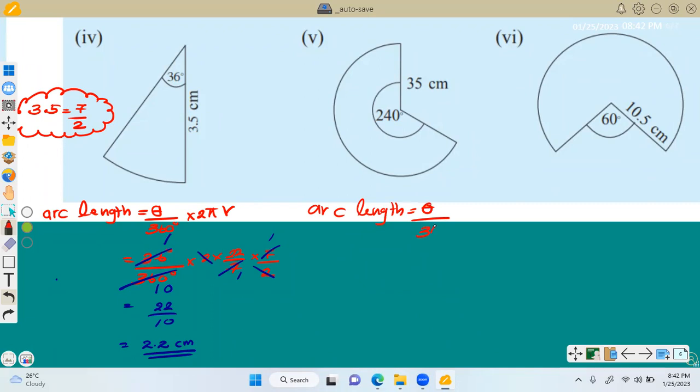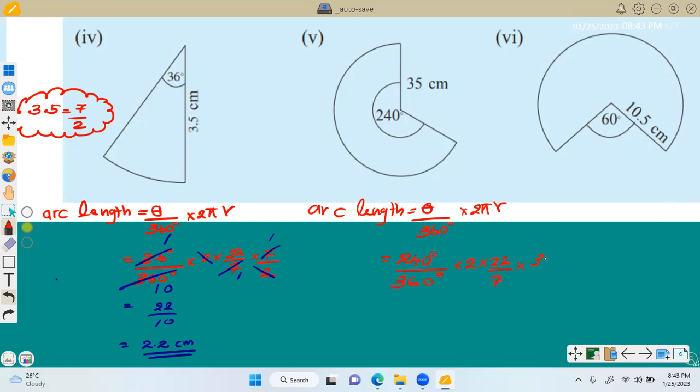Theta upon 360. When you find the arc length, always remember to apply either this equation or the portion times the circumference of a circle. Now what is the theta? Now it is a large sector. So the reflex angle is the angle at the center. So it is 240 upon 360 into 2 into 22 upon 7.